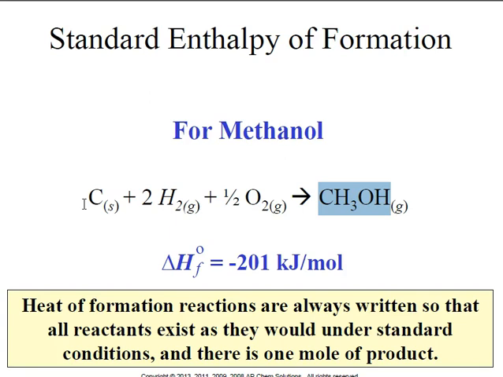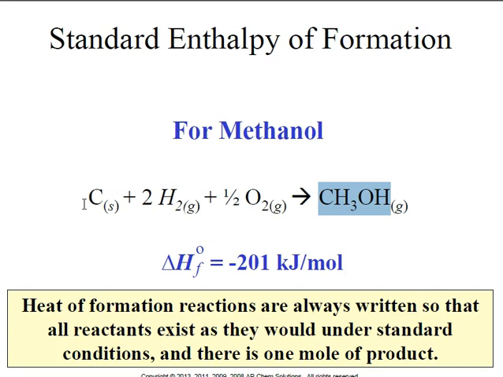Once you have your elements placed in, you then balance using the correct coefficients. But you may need fractions because you cannot change the coefficient on your product. It has to be a 1. So we have carbon, there's only 1 in the product. Hydrogen, there's 4, so that's 2 H2s. And oxygen, there's only 1 in the product, so we need half a mole of O2 gas.